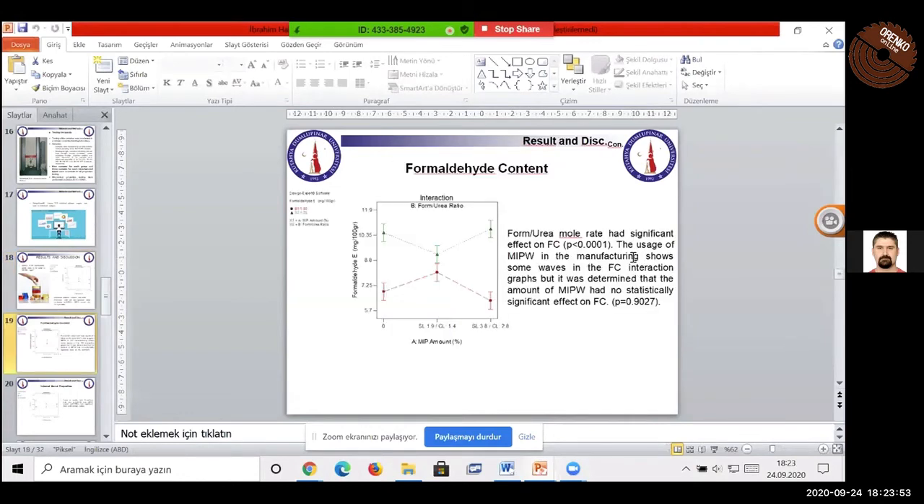And this is the formaldehyde content. Formaldehyde and urea mole ratio had a significant effect on the formaldehyde contents. The usage of the MIP waste in the manufacturing shows some waves in the formaldehyde content interaction graphs, but it was determined that the amount of the MIP waste had no statistically significant effect on formaldehyde content. Just 1 mol resin groups satisfied standard values.